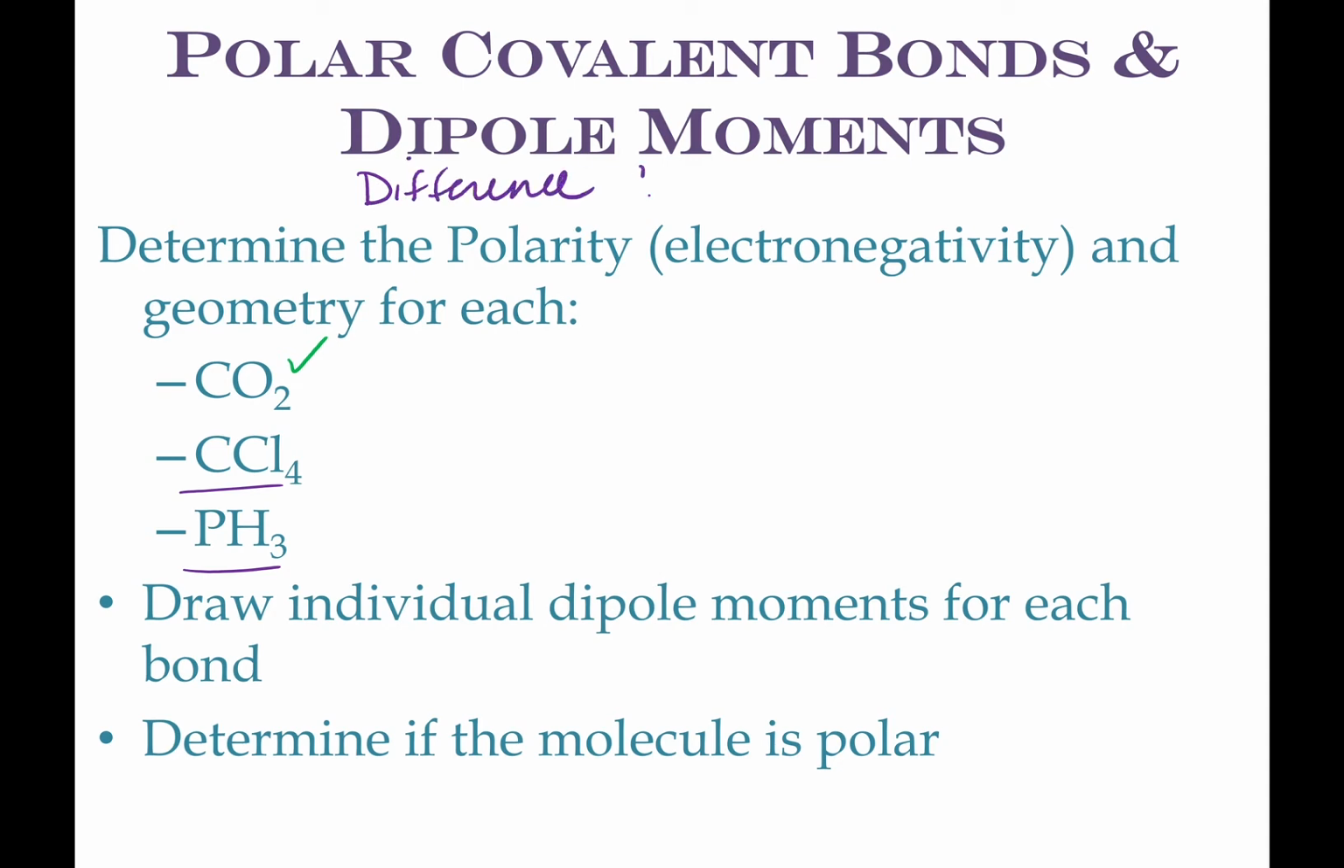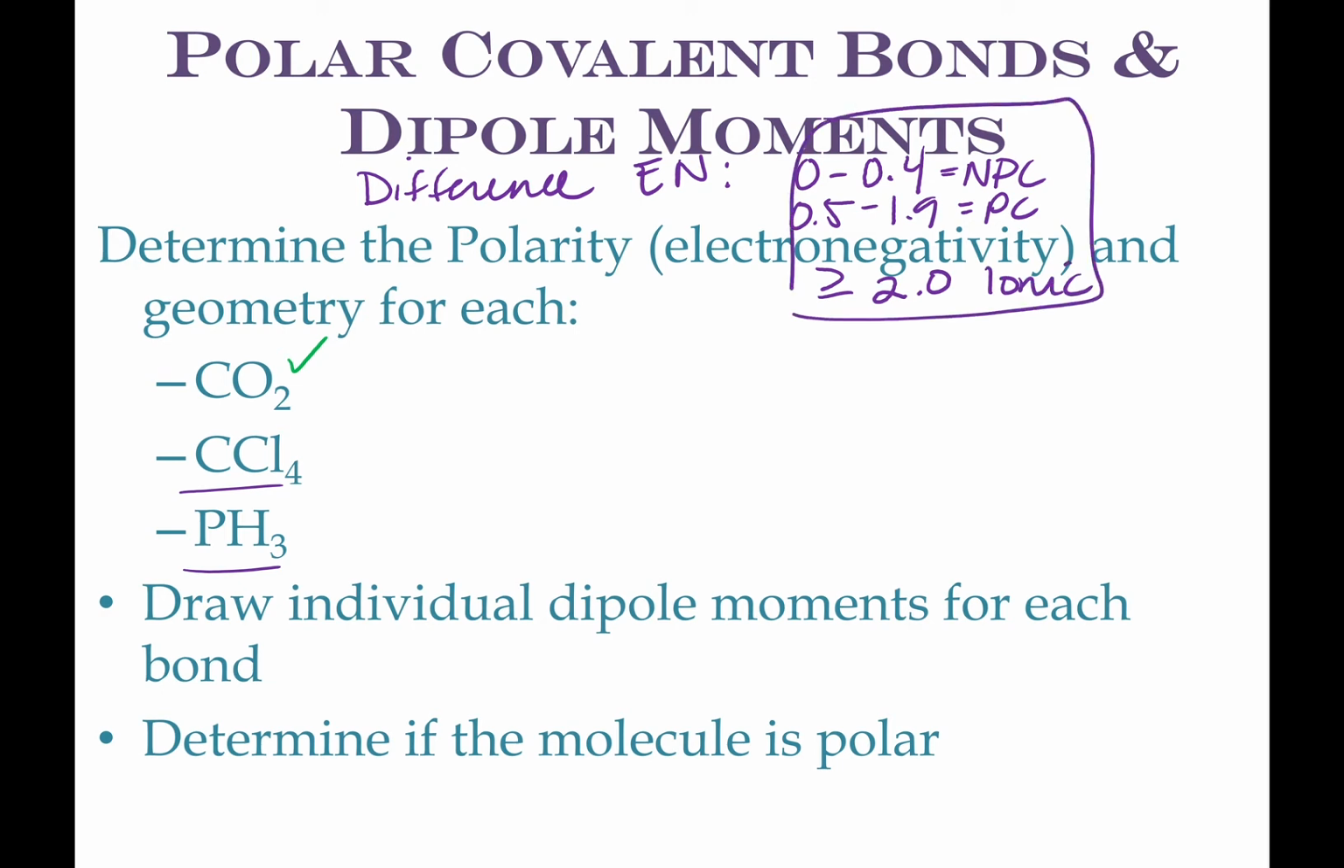in the electronegativity, and we went over that scale. We went over the scale in class already, and if it is 0 to 0.4, it is nonpolar covalent. If it's 0.5 to 1.9, it is polar covalent, and if it's greater than or equal to 2, it's ionic. Now remember, this is just a general guideline, but that's what we're going to go with. We got to grade you somewhere. Got to figure out if you know it somewhere.